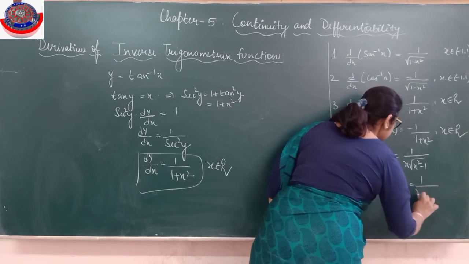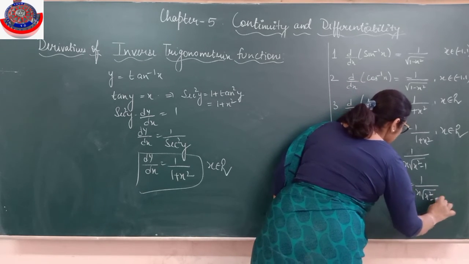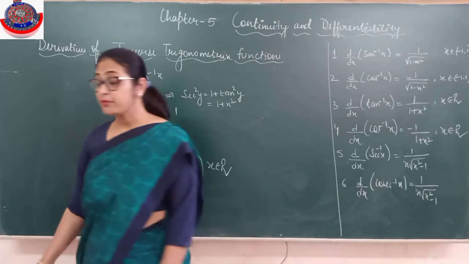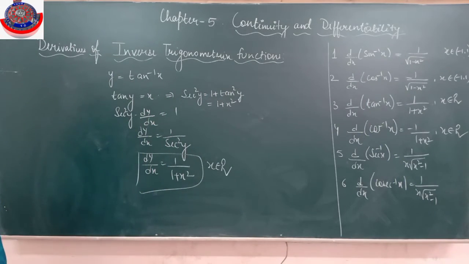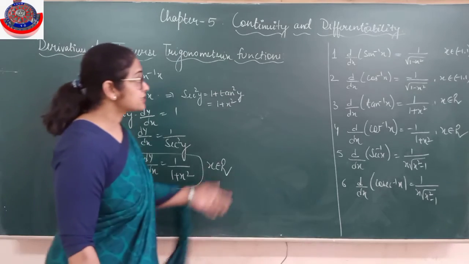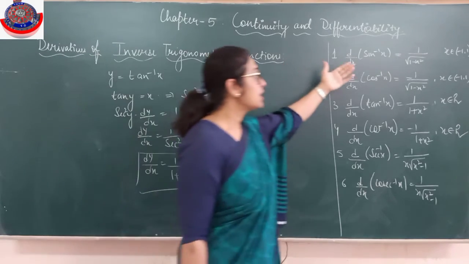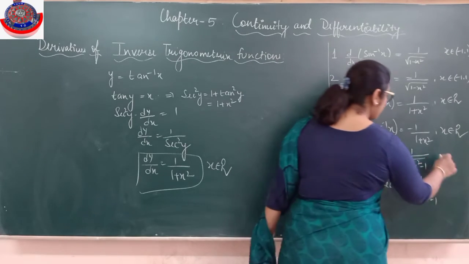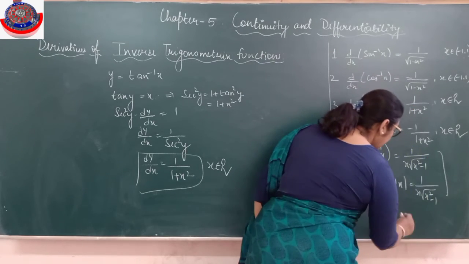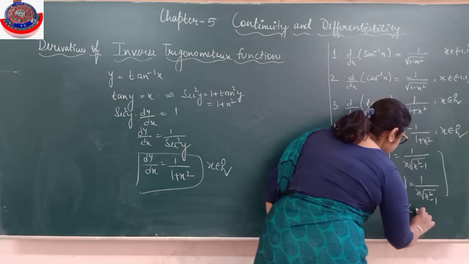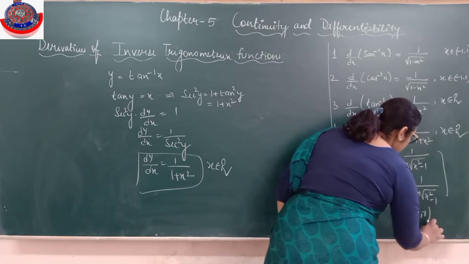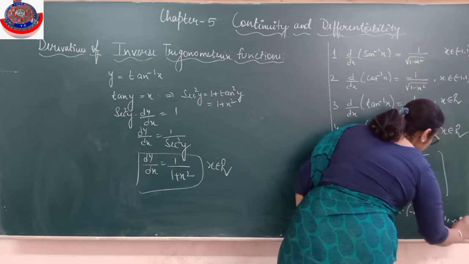The derivative of secant inverse is 1 upon x into under root x square minus 1, and both have the same domain. It will be the reverse of sine inverse and cos inverse, if you remember. Just as we did for sin and cos, we have done in inverse trigonometry also. It's a reverse of this. So it will be for both: x belongs to minus infinity to minus 1 union 1 to infinity.